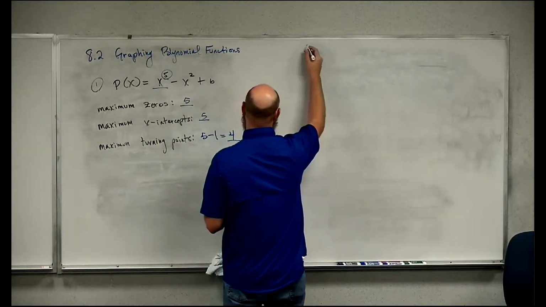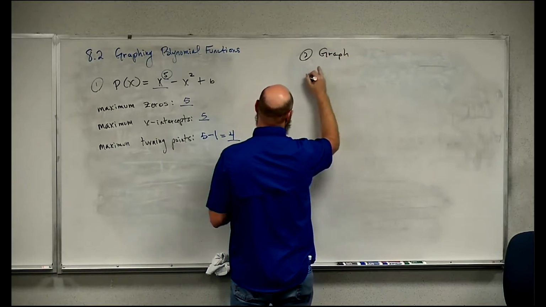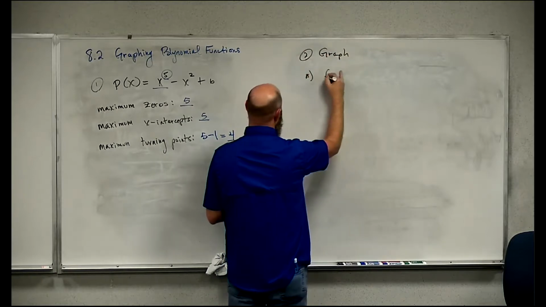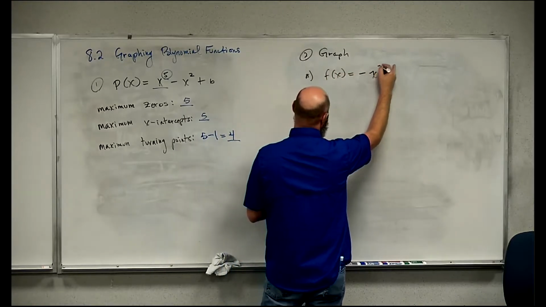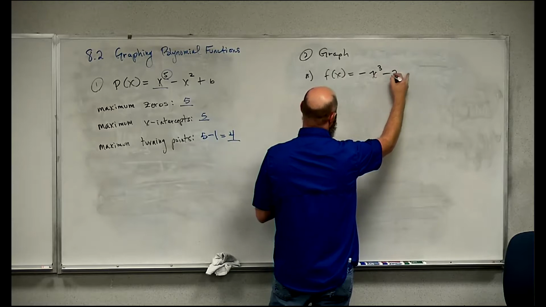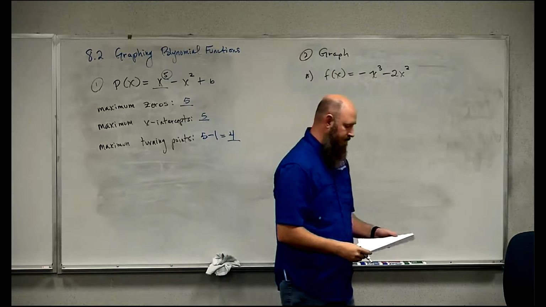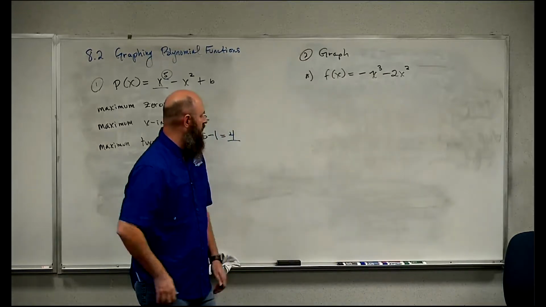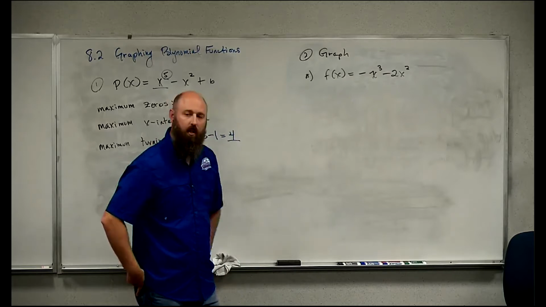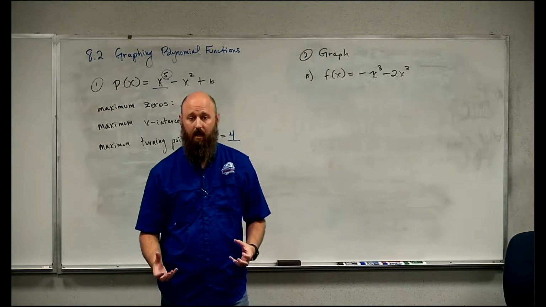And so I want to graph. We'll look at a couple of examples here. What if I have f of x equals negative x to the third minus 2x squared? All right, so we want to know a few different things when we go to look at this graph, because we don't have a graphing calculator, we've got to break this thing down.